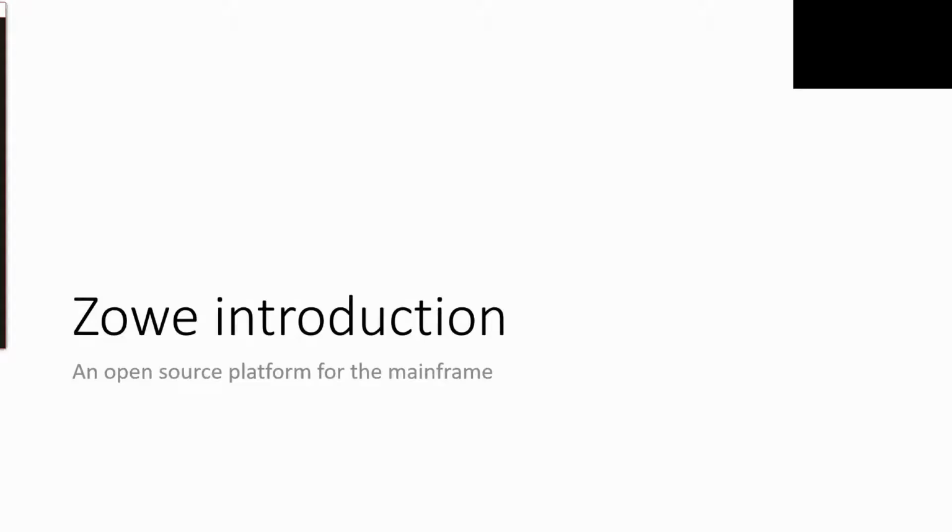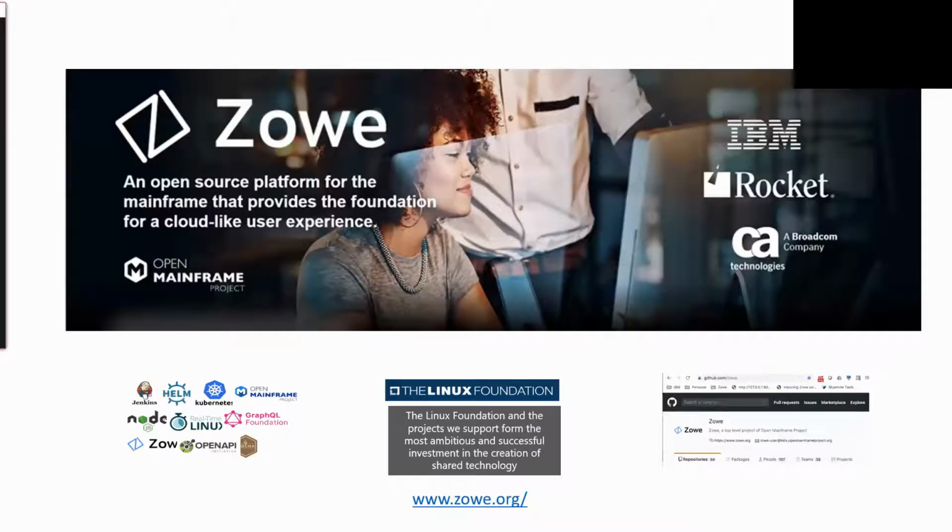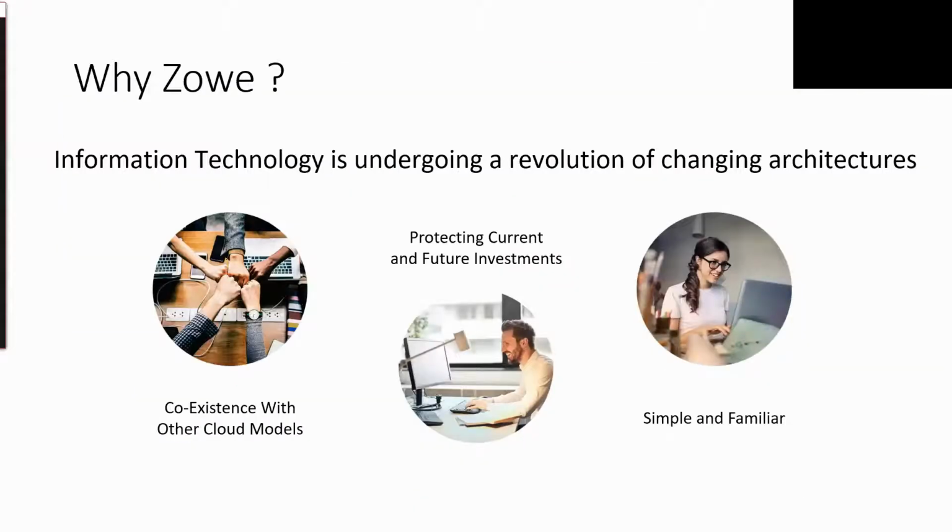So let's start with the Zoe. Zoe is the first open source project on mainframe. It is under the Linux Foundation organization that collapsed a series of open source projects, as you can see on the bottom left of the presentation. So it is completely open source. The founders of this project were IBM, Rocket, and CA, now a Broadcom company. And the reason why those three software vendors decided to invest in this project are shown in this slide.